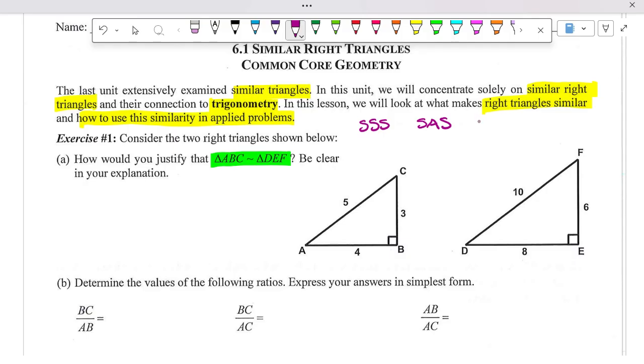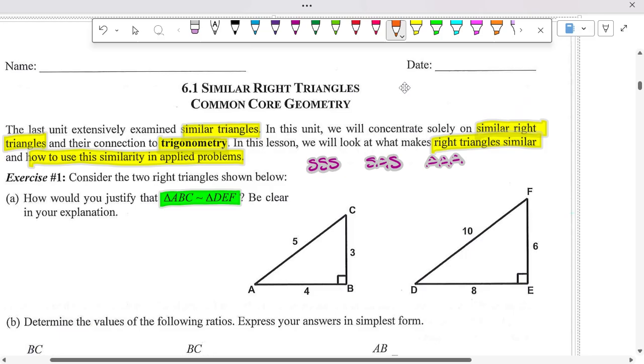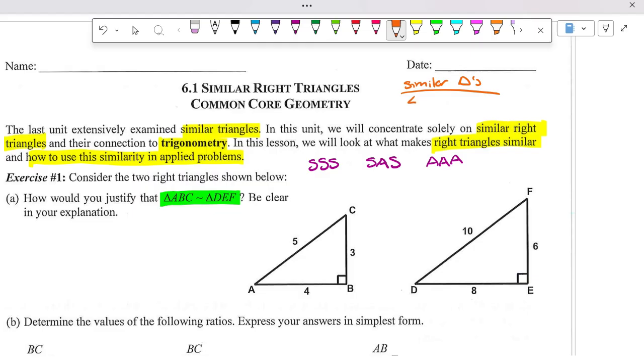So the other one is angle, angle, or angle, angle, angle, meaning all 3 angles are congruent. Now, just to recall, in similar triangles, the angles are congruent. So in other words, the corresponding angles are congruent, and the corresponding sides are proportional. Meaning, if we set it up as a fraction, you get the same number when you divide them.